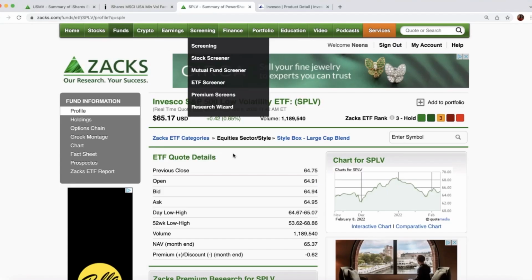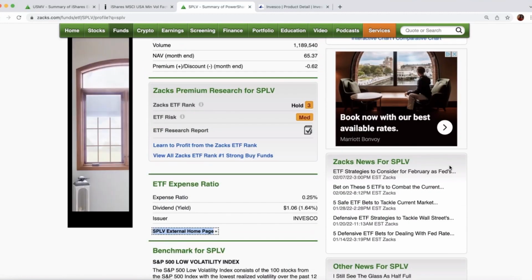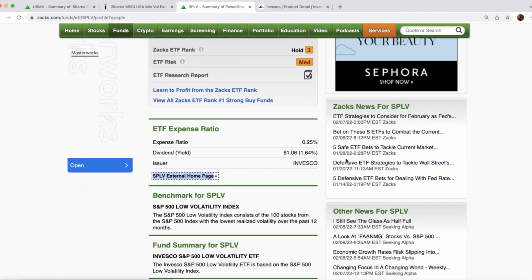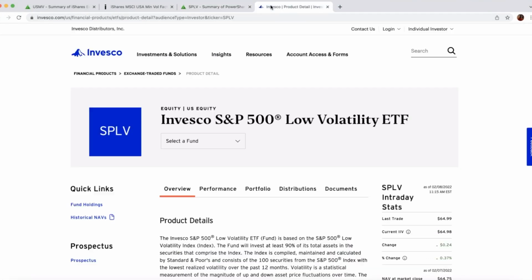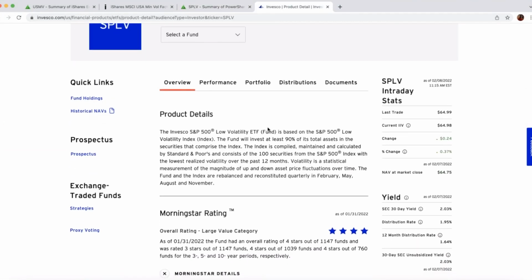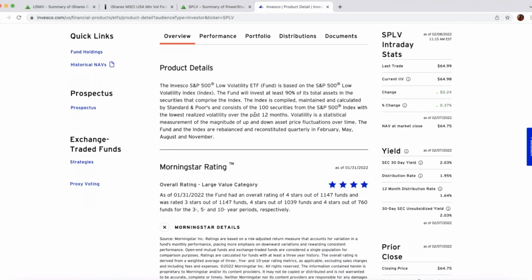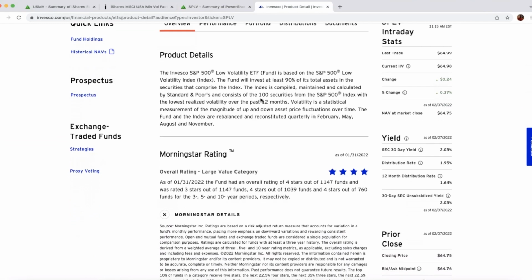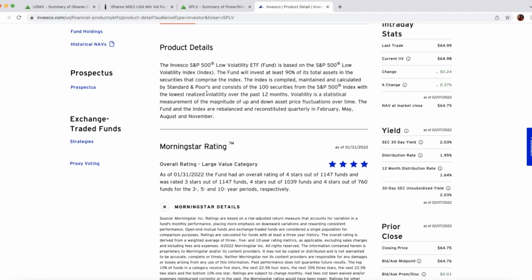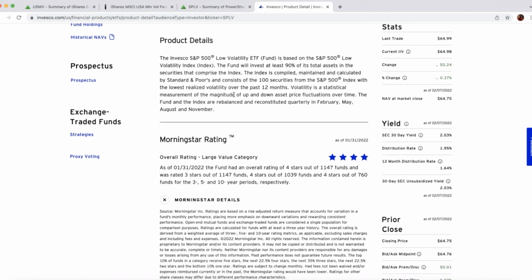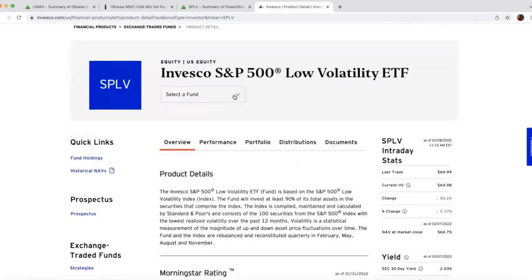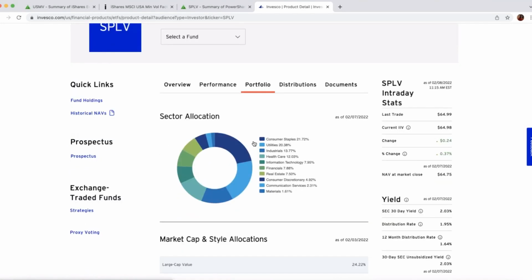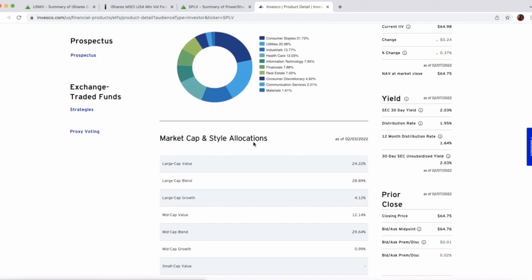Again, you can go to the quote page on Zacks.com. A nice dividend yield too. Then you can use the link to go to the Invesco web page for this ETF. This selects 100 securities from the S&P 500 index which have the lowest realized volatility over the past 12 months. So these are the main differences between these two ETFs that I talked about.